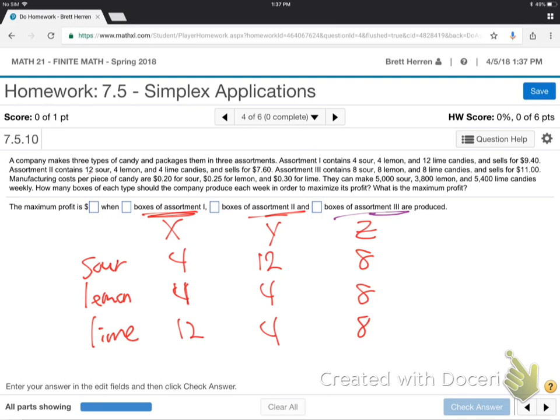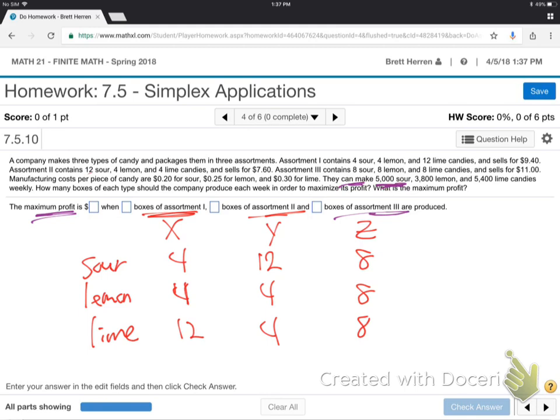Now comes the hard part. There's a bunch of other numbers, huh? There's a bunch of other money numbers everywhere. I didn't realize this one was this tricky. They're asking me for maximum profit. How do I figure that out? Well, it says somewhere, oh, wait, there's one more thing. 5,000 is the sour, that's the most they can have, that's how many sour candies they have to go in these various assortment boxes. So 5,000 is the amount of sour.